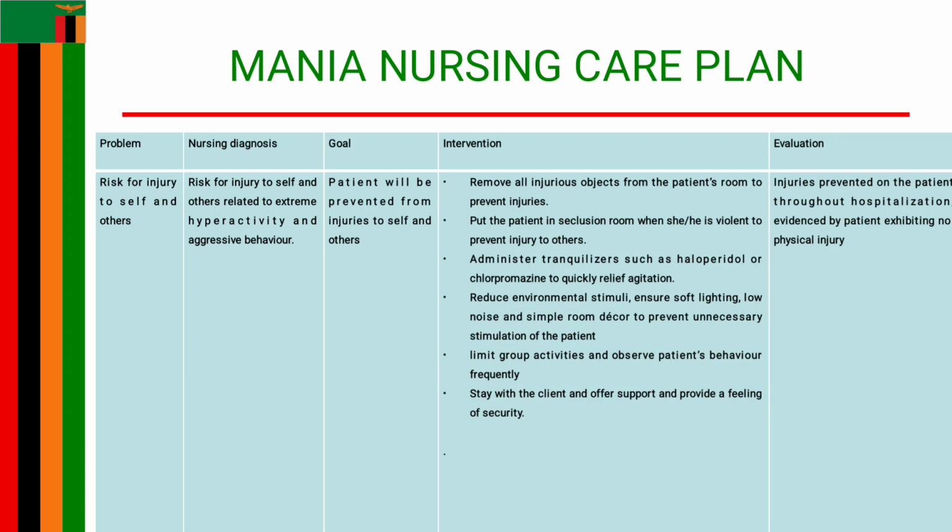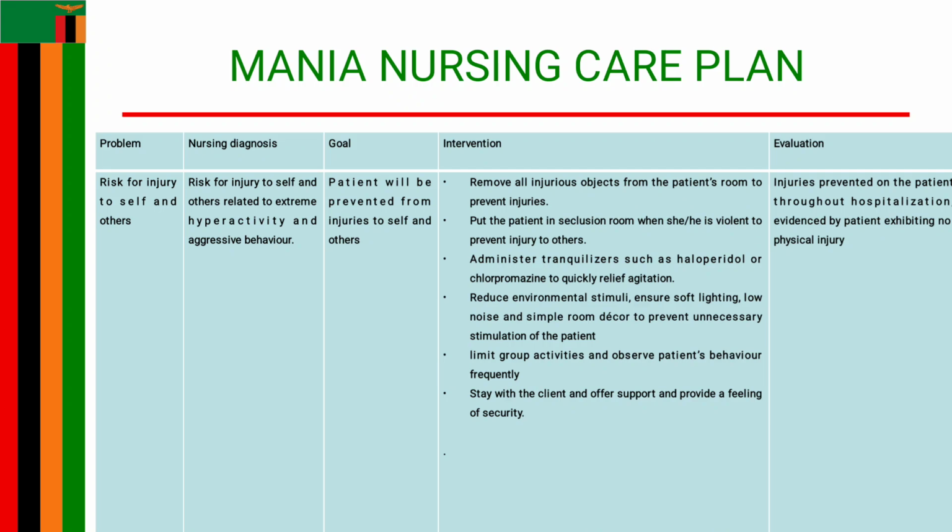Then the last problem in mania that we can talk about is, of course, risk for injury to self and others. So on this problem, you can say risk for injury to self and others related to extreme hyperactivity and aggressive behavior. The goal, of course, you can say patient will be prevented from injuries to self and others throughout hospitalization.